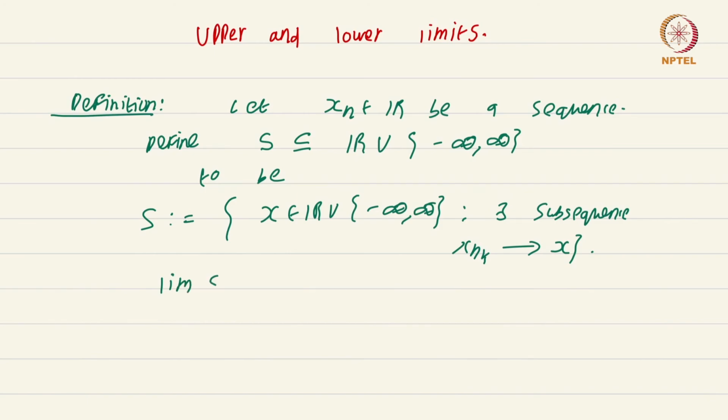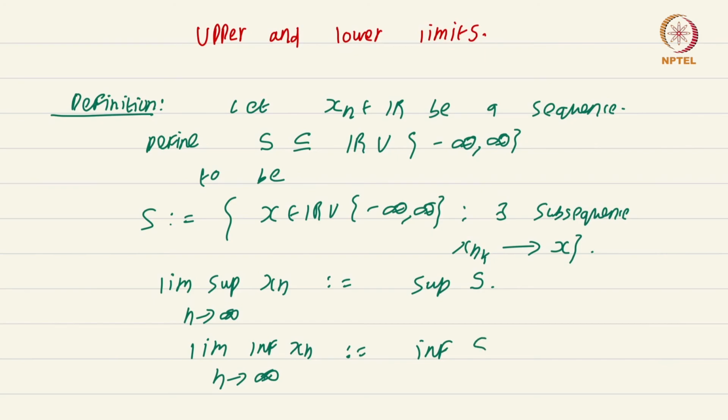Now the lim-sup of xn as n goes to infinity is just by definition the supremum of the set S. If this set S is unbounded, or if the set S contains the point plus infinity, the supremum is taken to be plus infinity. Similarly, lim-inf xn as n goes to infinity is just the infimum of the set S with the same remarks. If the set S is either not bounded below or it contains the point minus infinity, then the lim-inf is just minus infinity.